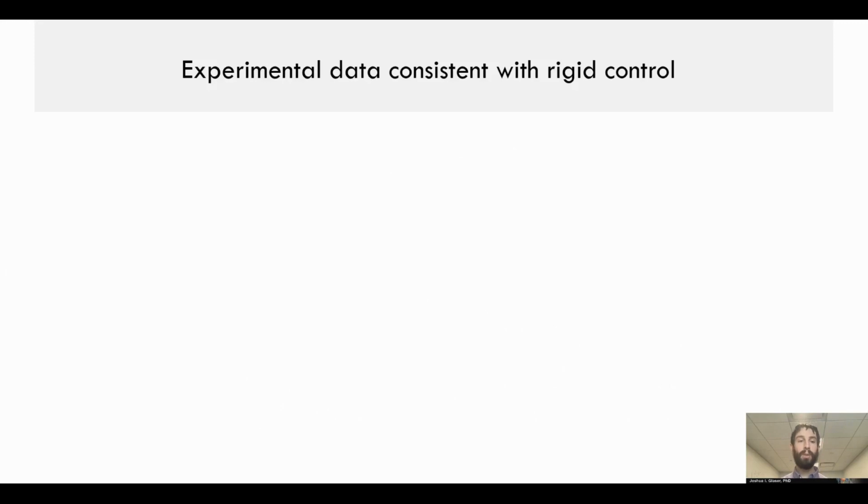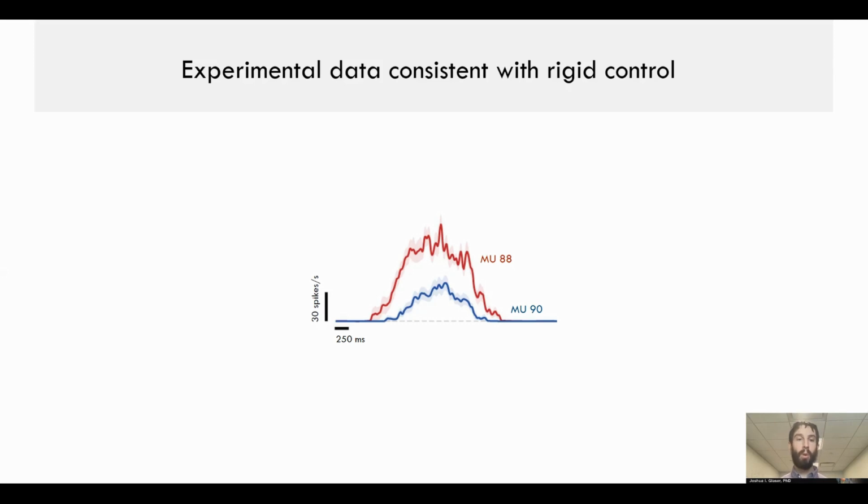So let me first show you some example experimental data. These are two motor units recorded during a condition where the monkey is slowly increasing force and then slowly decreasing. We can see these two recorded motor units, and their activity seems to be consistent with this idea of rigid control, because like that little schematic I showed earlier, the activity of both these units is increasing together and then decreasing together.